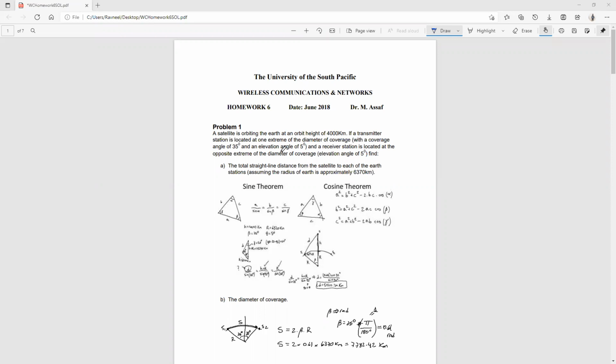There's a total of 4 problems that need to be solved, and it's quite a lengthy tutorial actually. So let's get started.